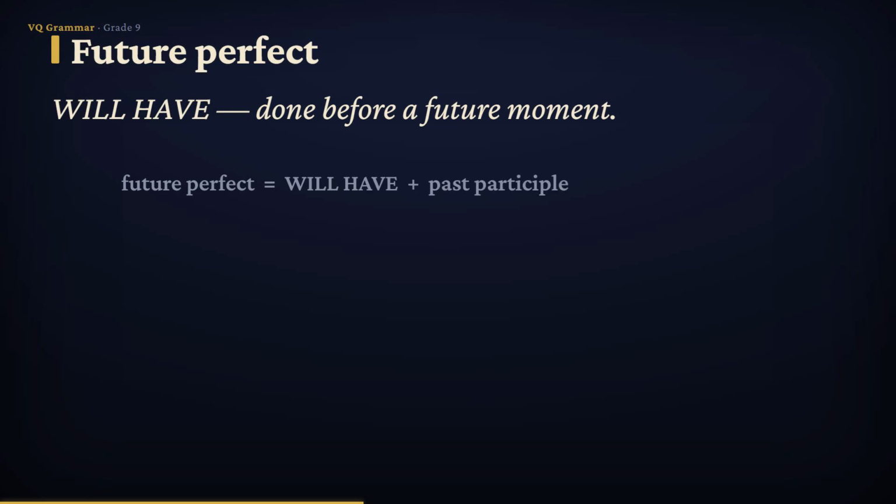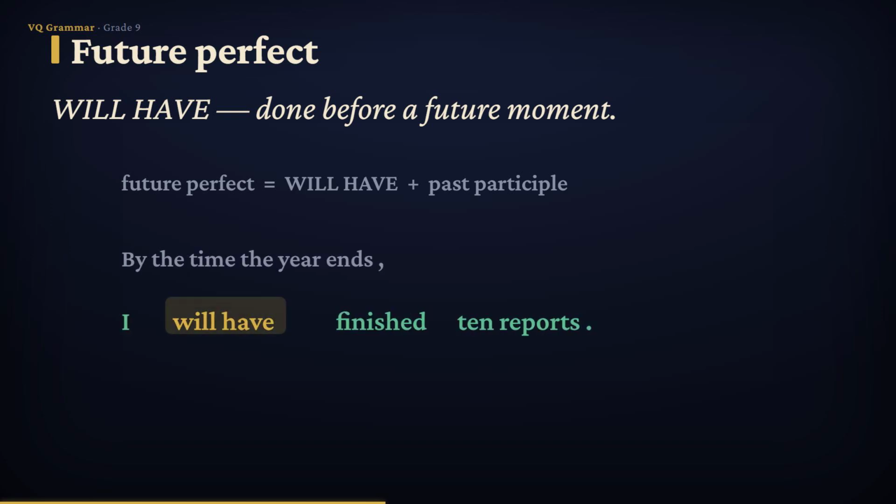Last of the three is the future perfect. The future perfect is will have plus a past participle. It shows an action that will begin and end before another future event starts. Listen, by the time the year ends, I will have finished 10 reports. There's the helping phrase, will have, and there's the participle, finished, will have finished.